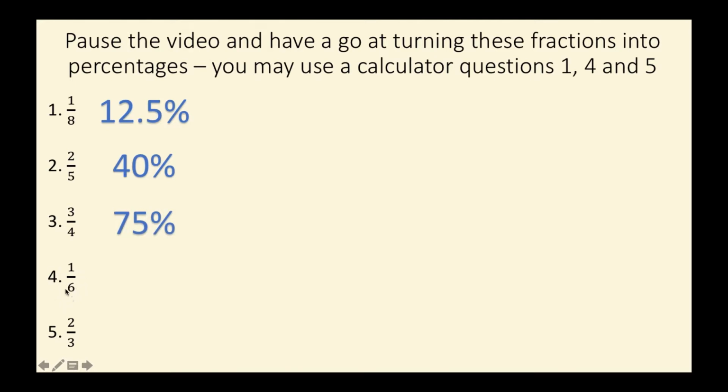100 divided by 6, so it's a 1 on the top, so we don't have to do anything else. 100 divided by 6 is 16.6%, but it's recurring. Don't forget to put that little dot on top. Don't forget you could have used a calculator for that one as well. And finally, 2/3. So 100 divided by 3 is 33.3 recurring, times 2 is 66.6 recurring. Well done, I hope you did really well on that. All right, let's move on.